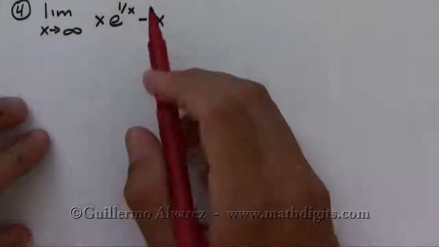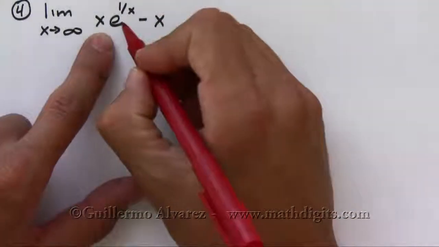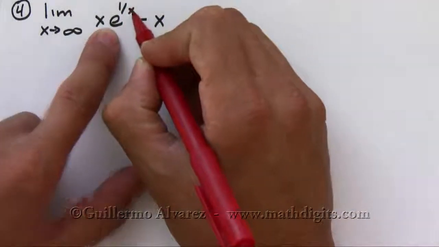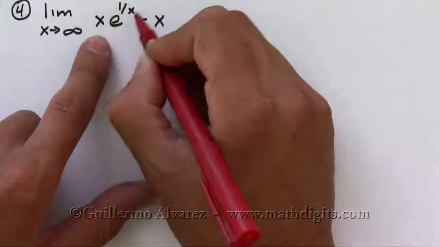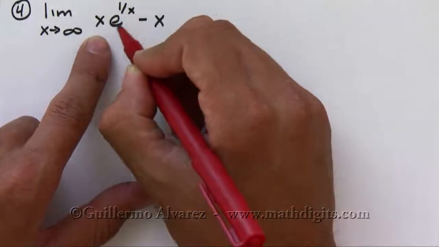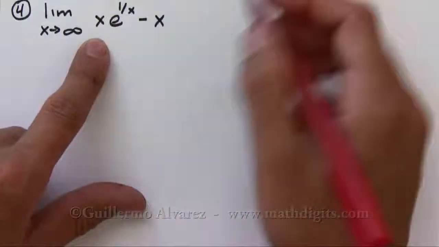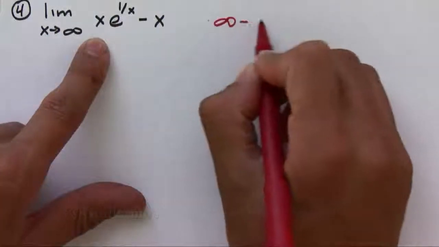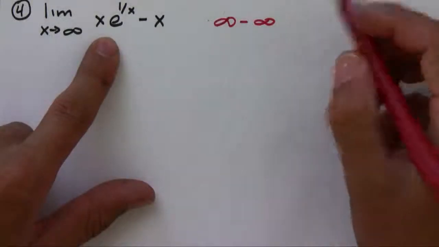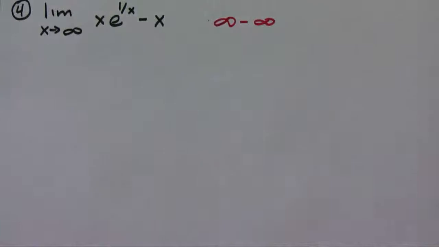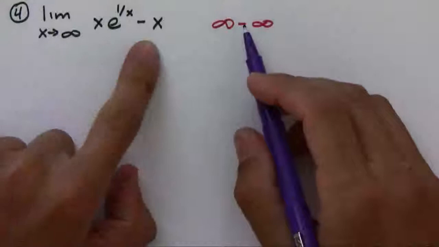Next problem. Let's try plugging in infinity and see what we get. E to the 1 over x: well, if x goes to infinity, then this little fraction is going to go to 0, so this whole thing right here is going to 1. So we have infinity times 1 minus infinity. So this is infinity minus infinity, but well, it's not L'Hopital's rulable. So this means we've got to do some more work.